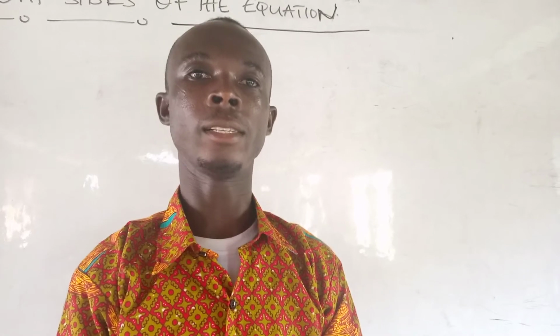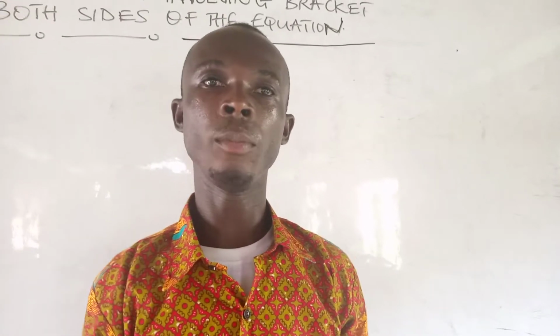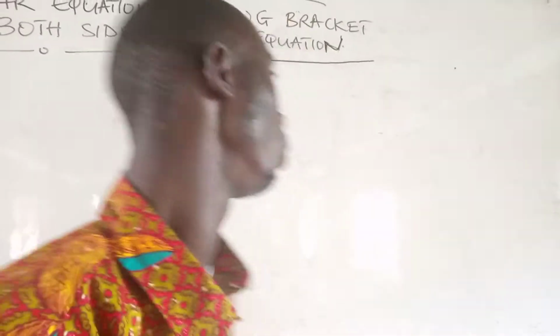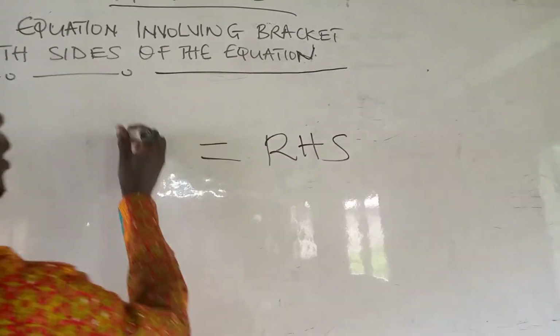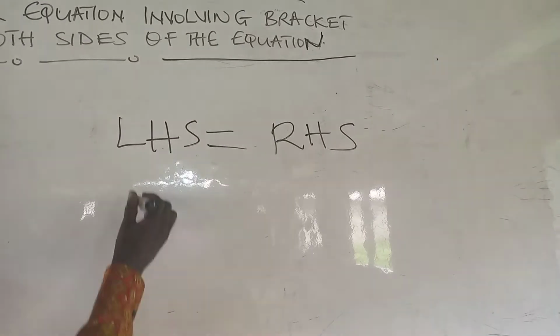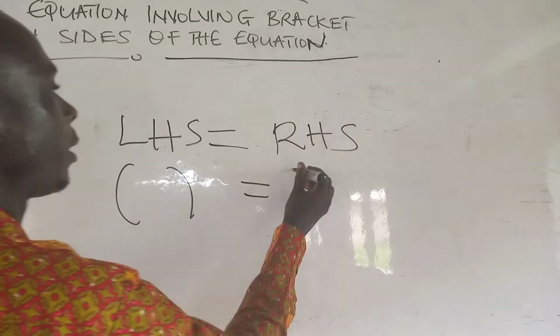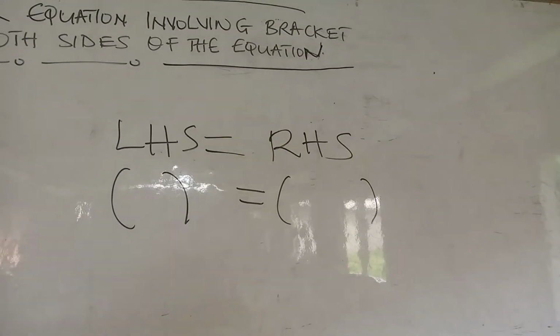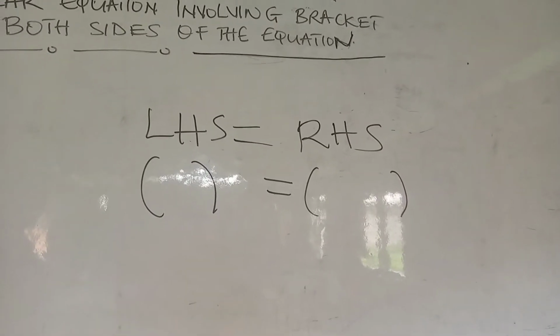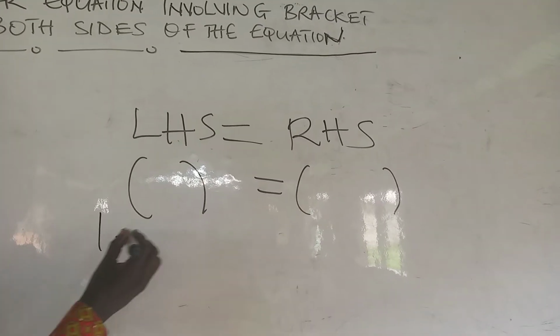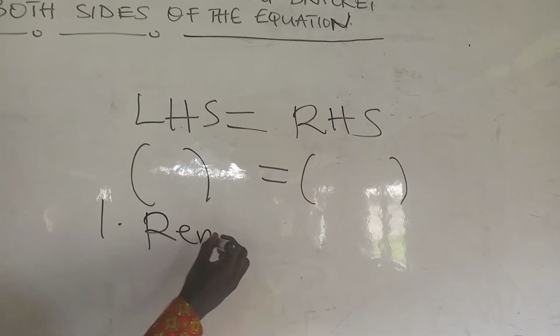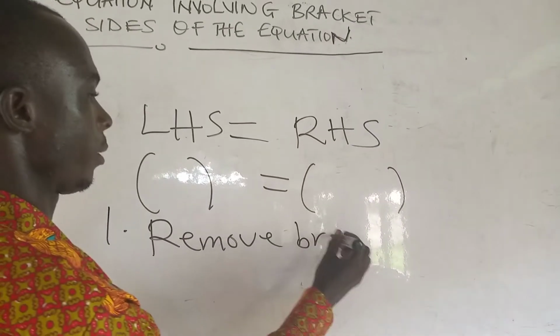This time you will see brackets on both sides of the equation, the right hand side and the left hand side. So we will see bracket here and bracket here this time. Once they give you bracket in the question, the first step is for you to remove your brackets.